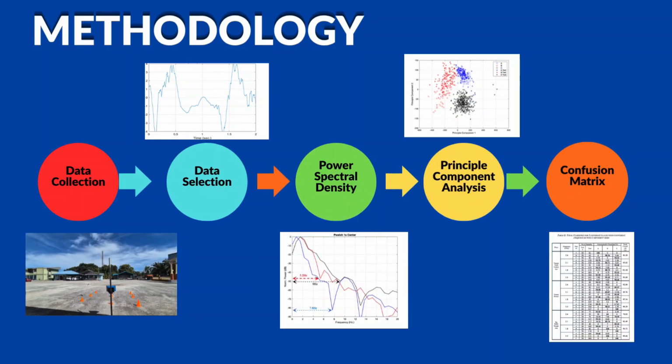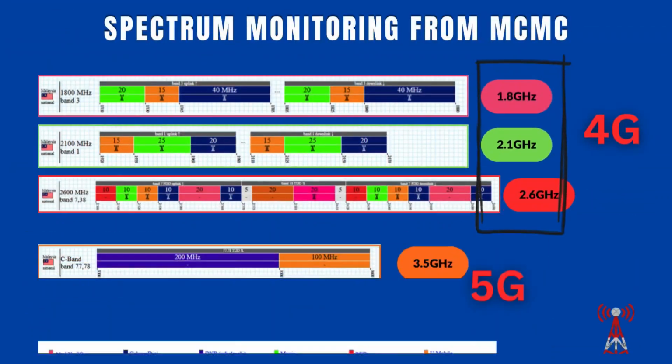The research process starts with data collection. Next, the collected data is selected and analyzed using power spectral density, or PSD. Then, principal component analysis, or PCA, is used to extract important features. Finally, a confusion matrix is used to evaluate the classification performance.